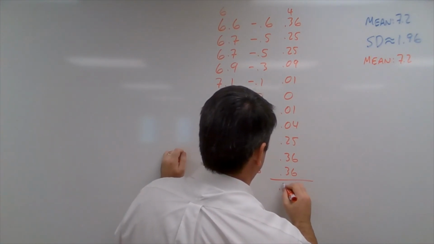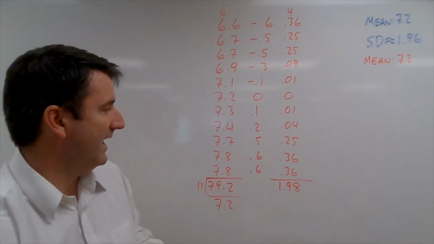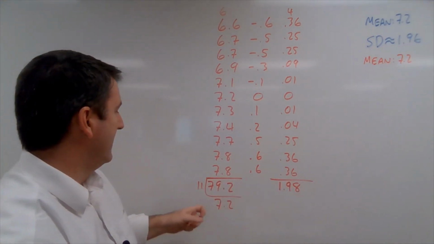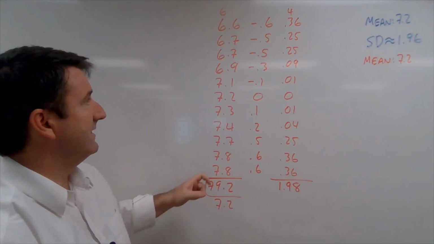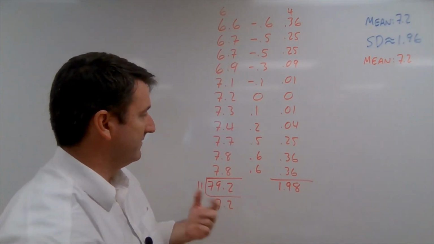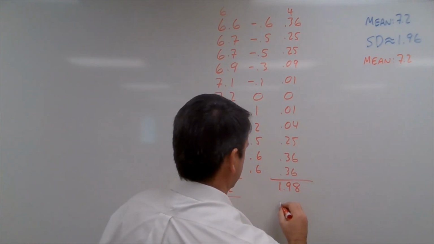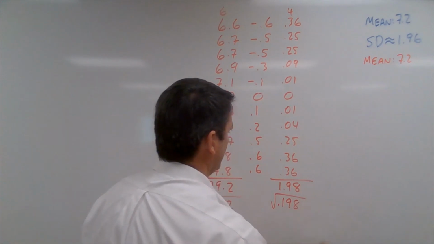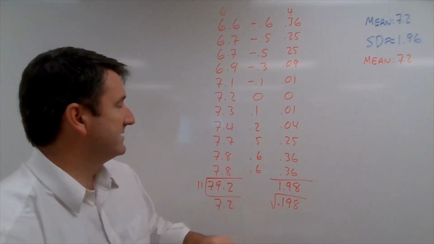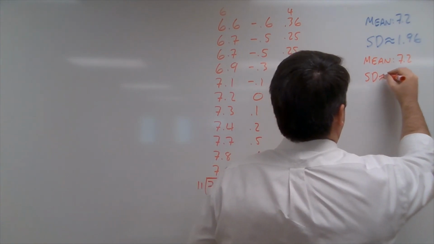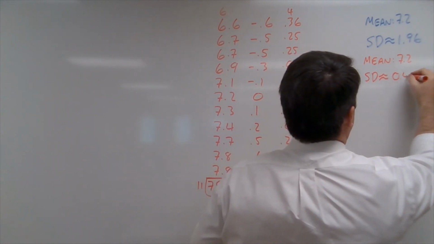So 1.98. And now, just as we did before, we're going to divide by one less than the total number of data values. So we're going to divide by 10, and that's going to give us 0.198. And we take the square root of that, which is going to be approximately 0.44.